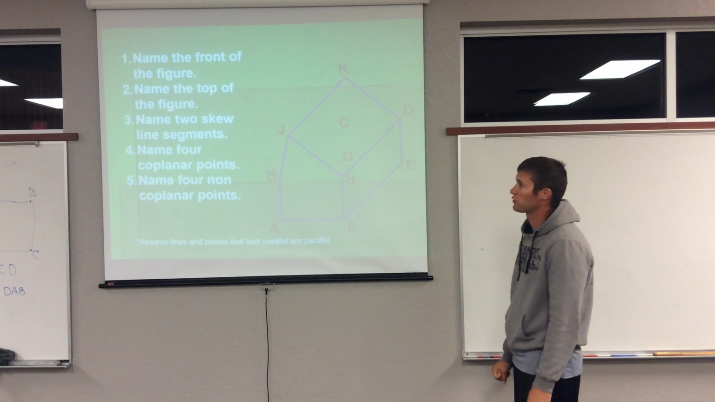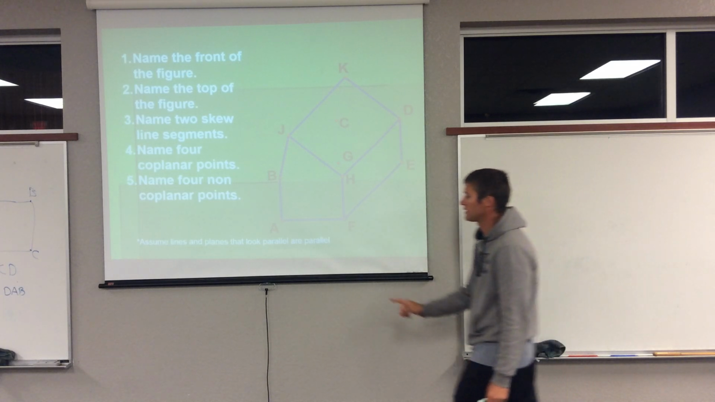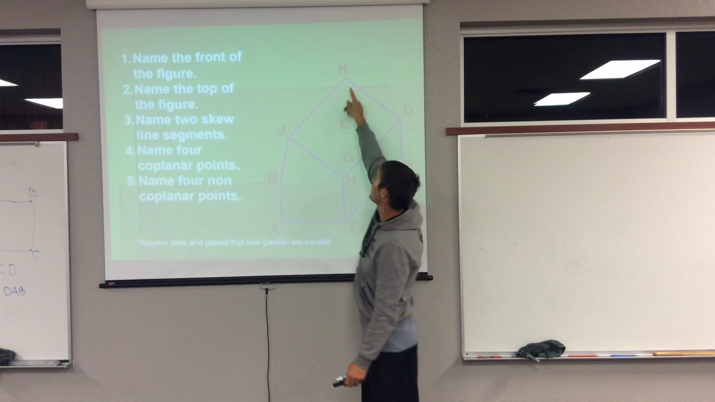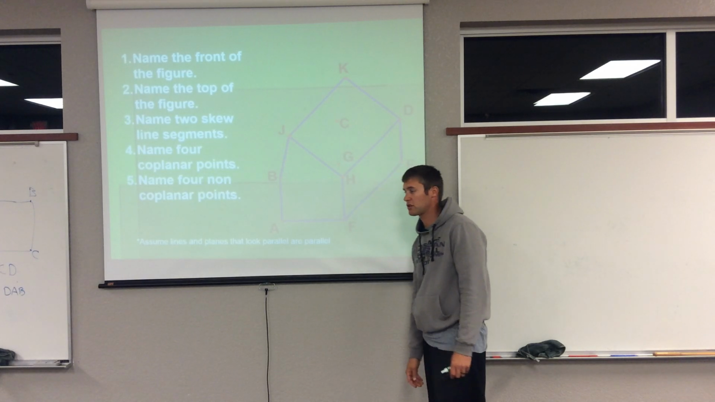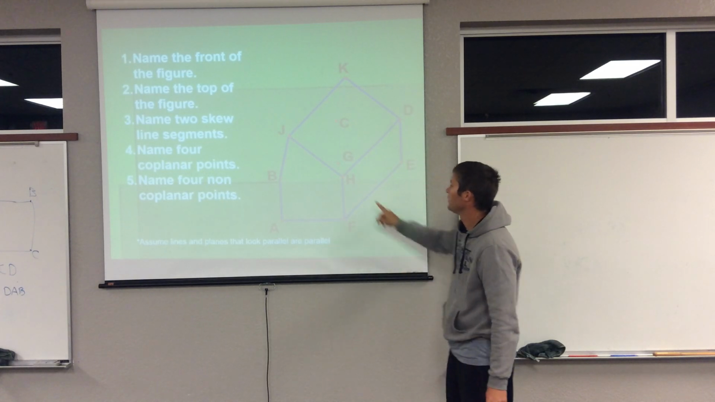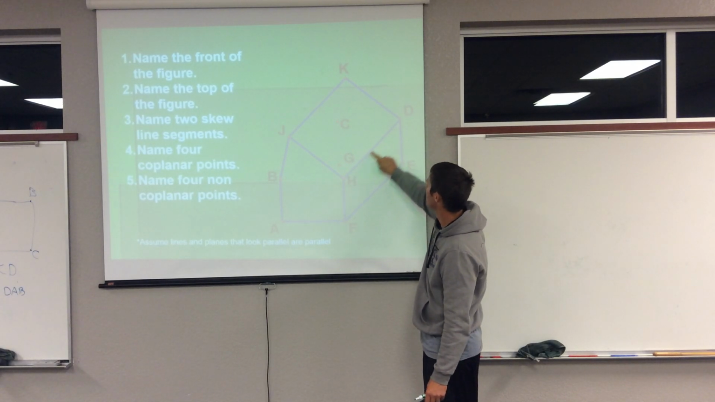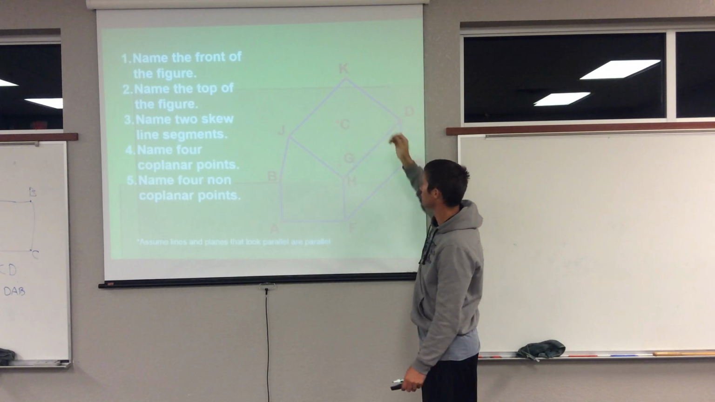Name two skew line segments. So we could say A and F. So we're talking this line, and then we could say JK. That would be skewed to one another. They don't touch, they're not on the same plane. We could say G and E would be skewed to HV. These two lines would be skewed.